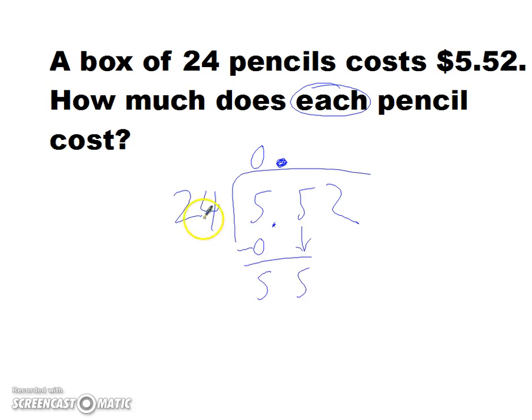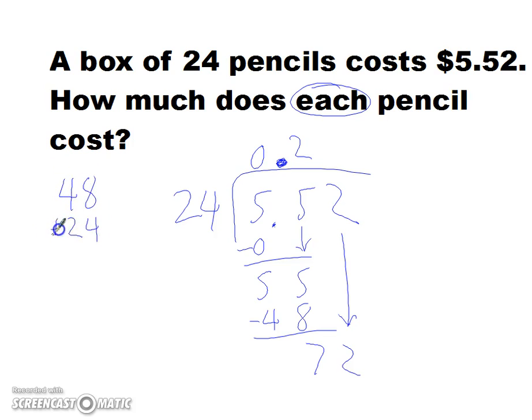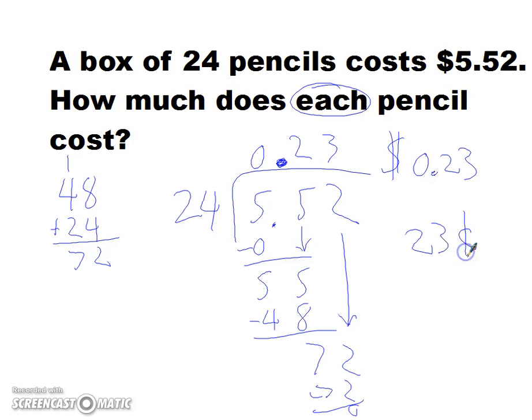24s in 55. Well, 24 is really close to 25, so I'm just thinking of quarters. 2 quarters would be 50, which is a little less than 55, so I'm going to do 2. But then I'm really multiplying, so 2 times 24 equals 48. Subtract, I got 7, bring down my 2. 24 is in 72, let's see. So 48 was 2. If I add one more on, yep, 72. Nothing left for a remainder. So each pencil costs $0.23, which I can write this way, or 23 cents like this without a decimal.